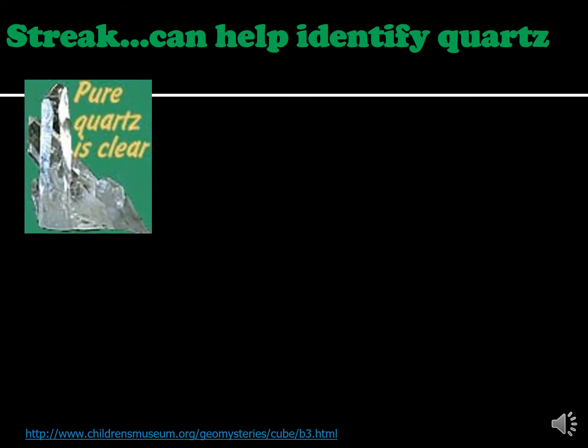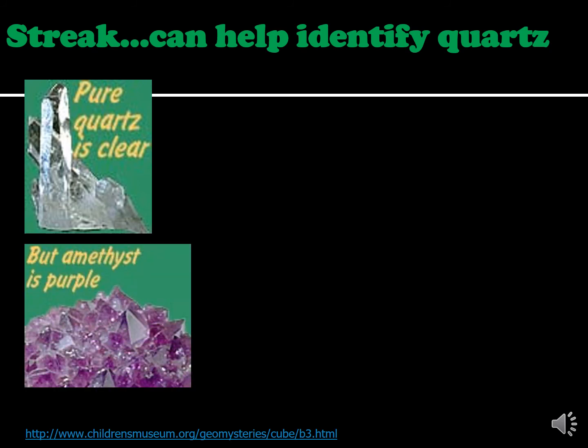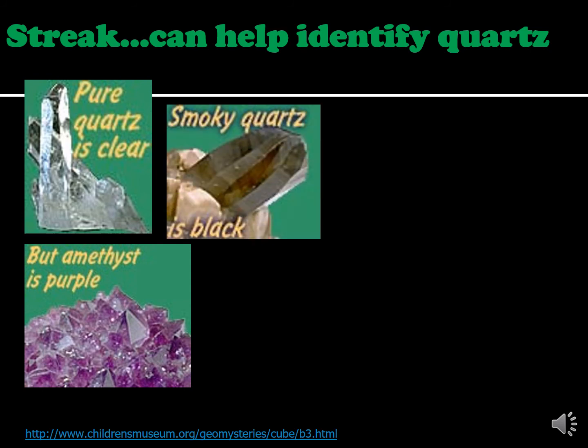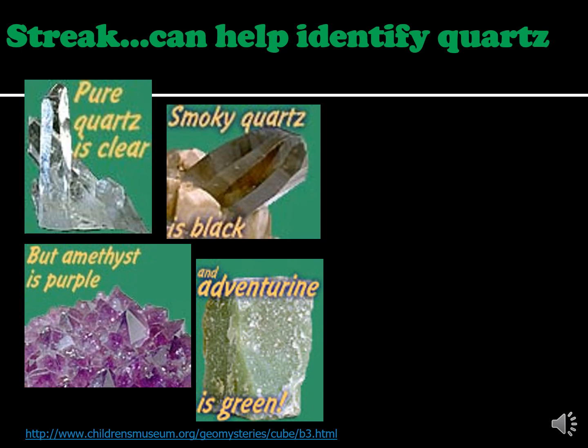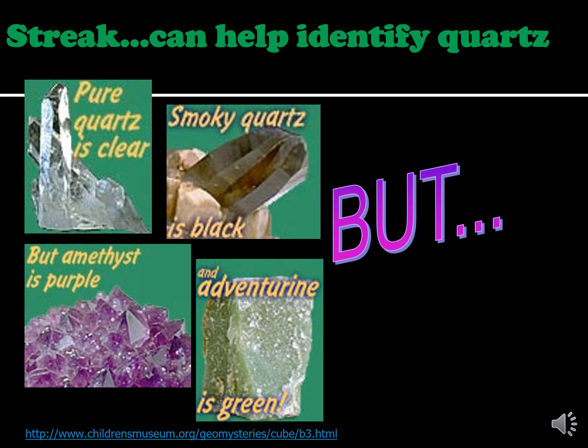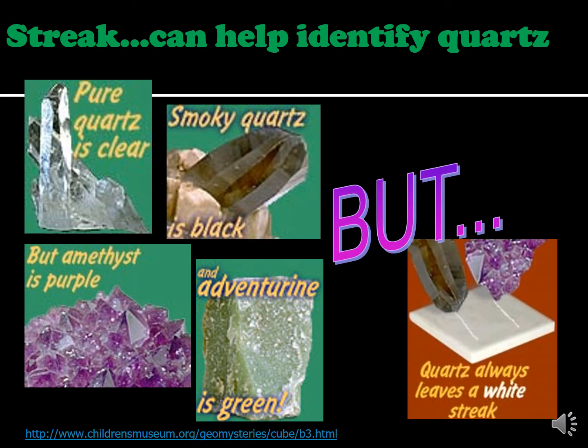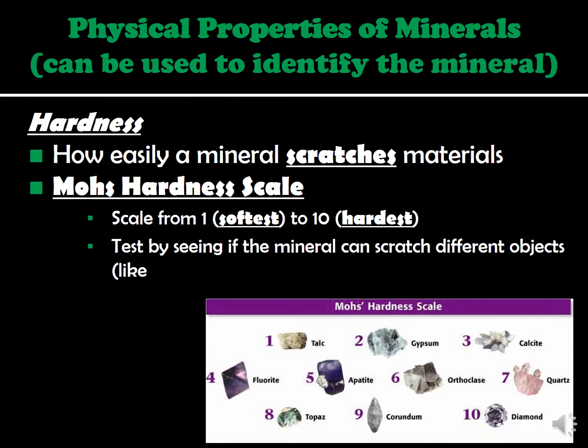Streak can help identify quartz. Pure quartz is clear, blue, but amethyst is purple. Smoky quartz is black, and aventurine is green. But quartz always leaves a white streak, regardless. It's always going to be white, regardless of the color of quartz.